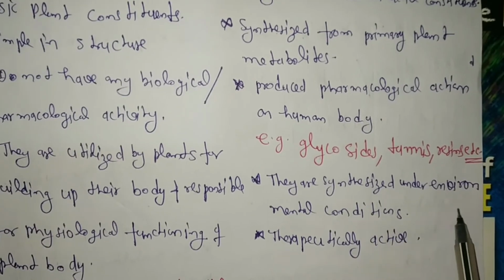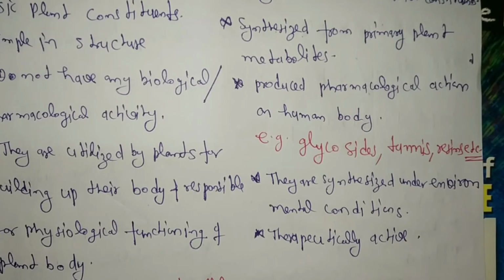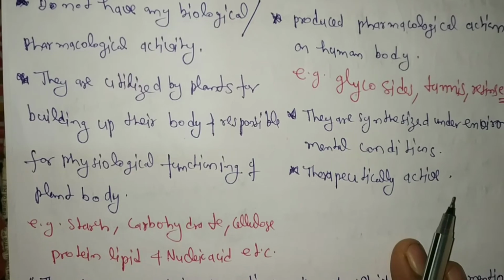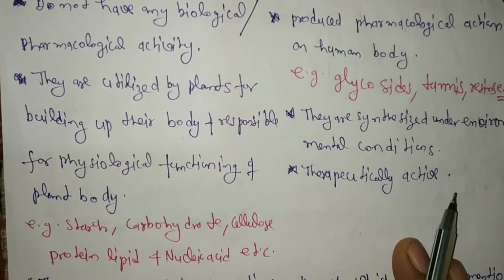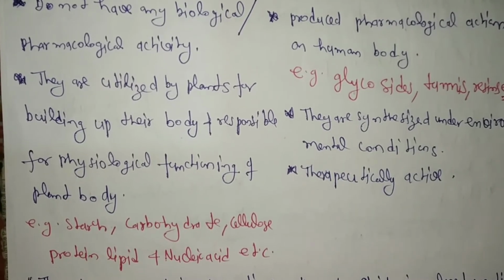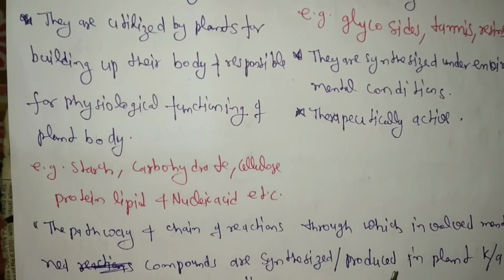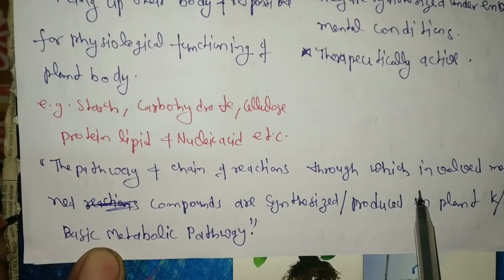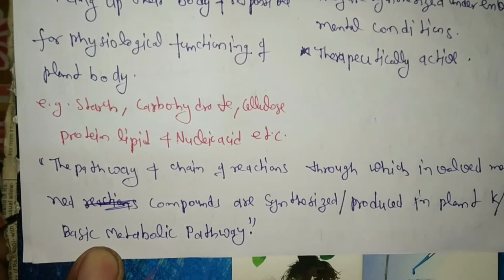They are synthesized under environmental conditions and are therapeutically active components. The best example is cardiac glycosides, digitalis, obtained from Digitalis purpurea. The pathway and chain of reactions through which compounds are synthesized and produced in the plant is known as the basic metabolic pathway.